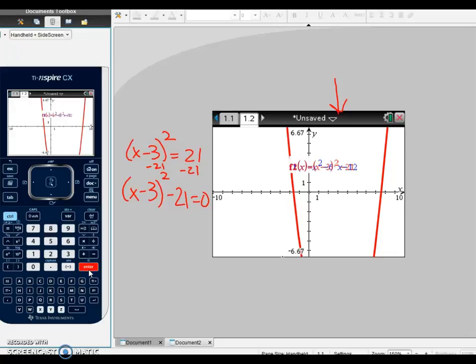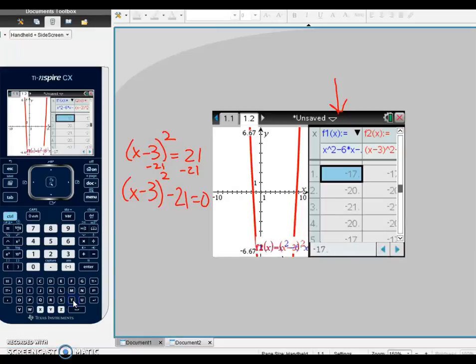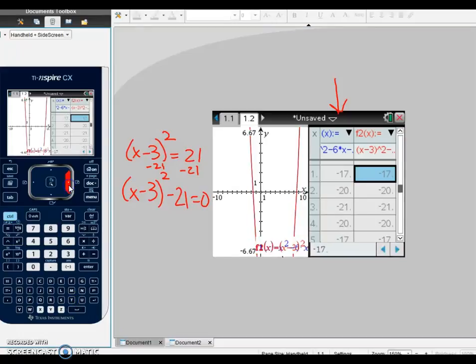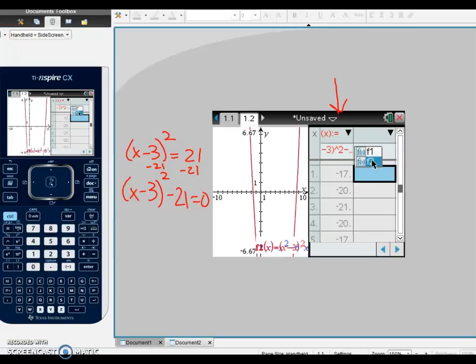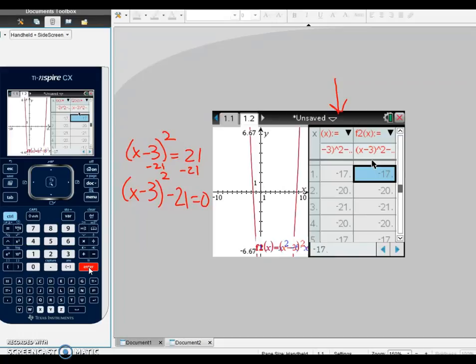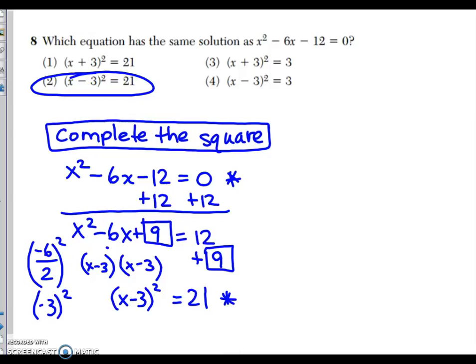And we notice that it ends up right on the same exact graph. And if you hit Control T, what you will recognize is that the y values and the x values are the same. So those two graphs are equal. So you could have graphed that problem and also come up with the same answer.